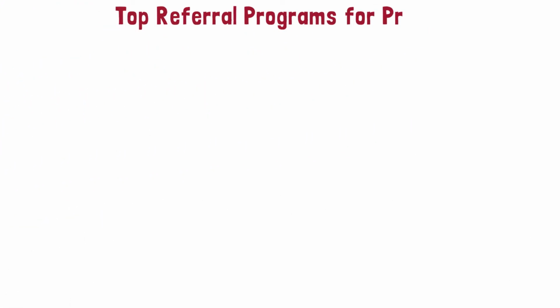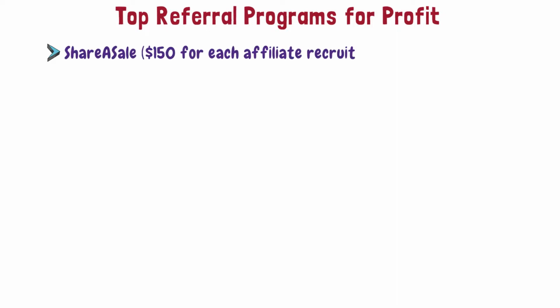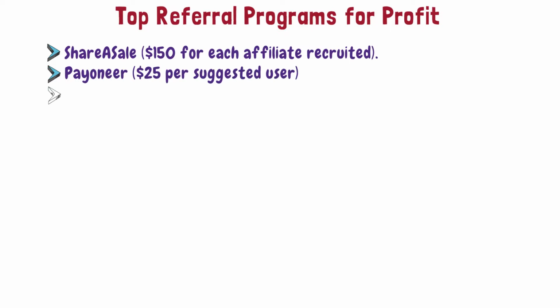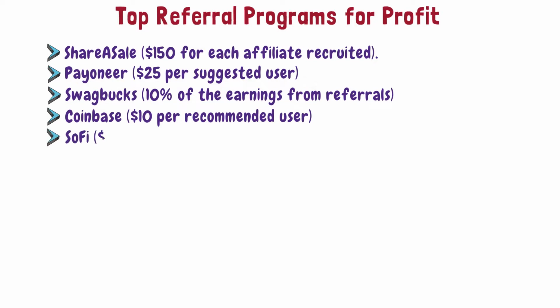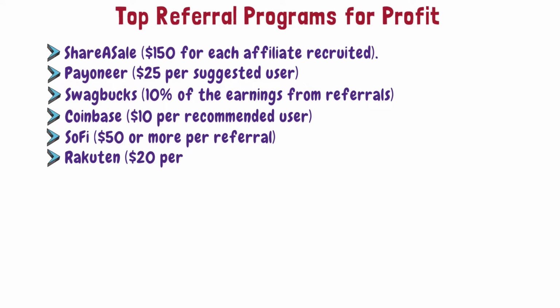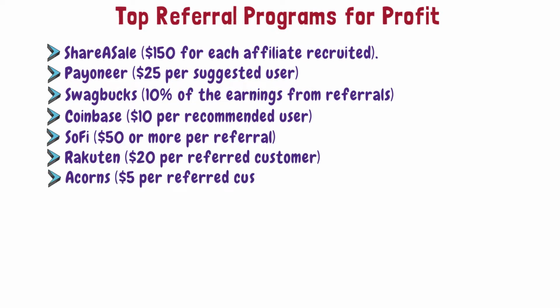Top referral programs for profit. Number one, ShareASale, $150 for each affiliate recruited. Number two, Payoneer, $25 per suggested user. Number three, Swagbucks, 10% of the earnings from referrals. Number four, Coinbase, 10% per recommended user. Number five, SoFi, $50 or more per referral. Number six, Rakuten, $20 per referred customer. Number seven, Acorns, $5 per referred customer.